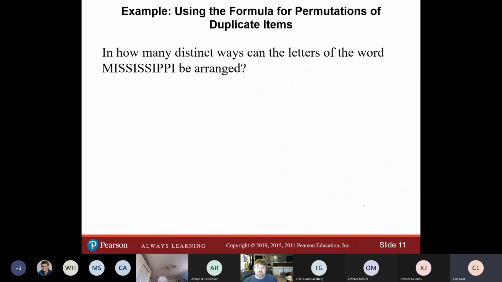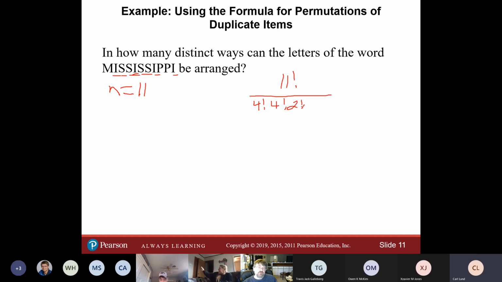The most common example for this are letters and words, like Mississippi. Mississippi has repeated letters in it. Our total number of letters in Mississippi is 11. There are 11 letters in Mississippi. So we know we're going to have 11 factorial over something. We have repeated letters in Mississippi, right? We have 4 I's. So that's going to be 4 factorial. We have 4 S's. That too is going to be 4 factorial. We have 2 P's. So that is going to be 2 factorial.